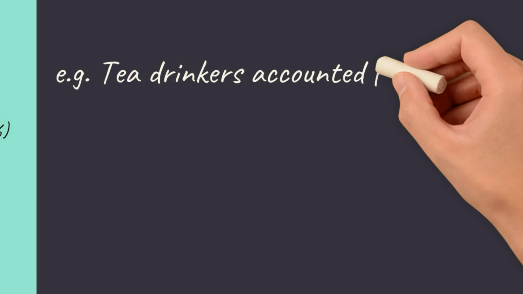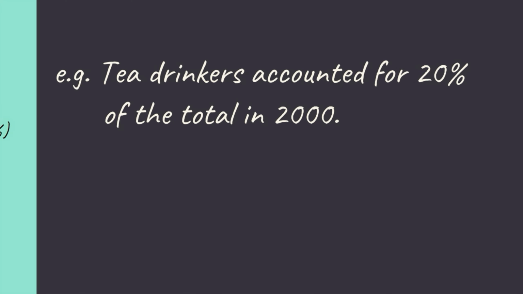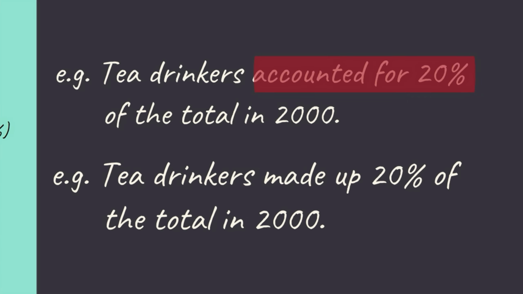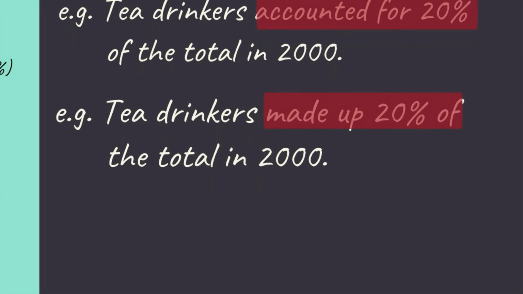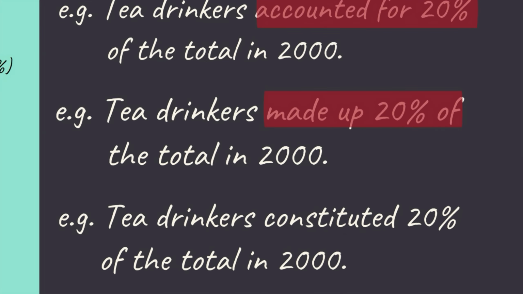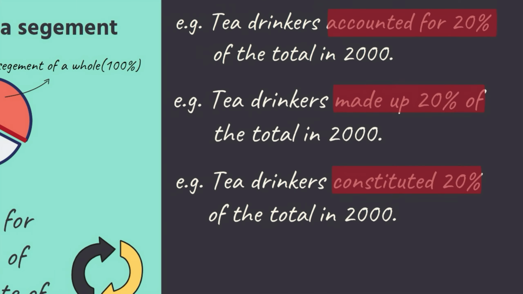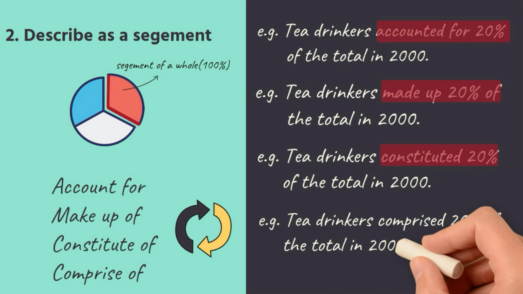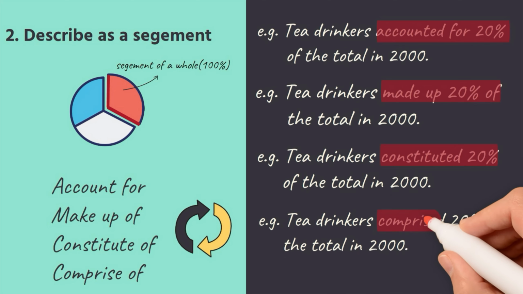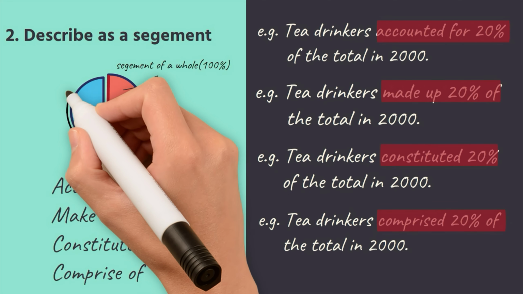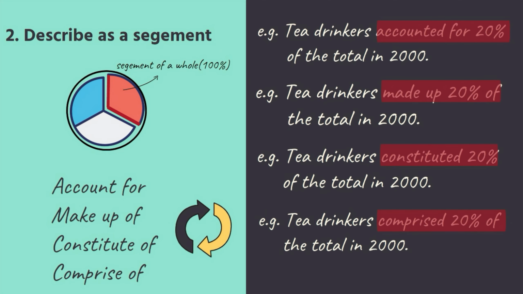For example, tea drinkers accounted for 20% of the total in 2000. Tea drinkers made up 20% of the total in 2000. Tea drinkers constitute 20% of the total in 2000. Tea drinkers comprised 20% of the total in 2000. All these phrases are describing percentages as a segment of the whole.